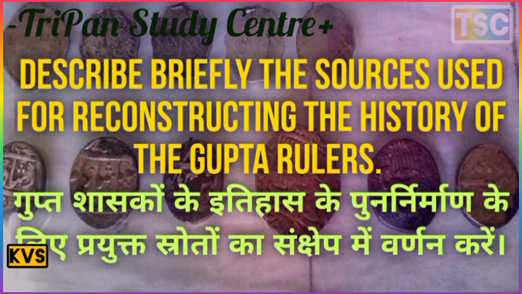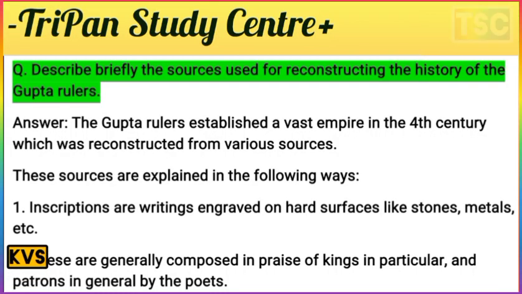The next question: describe the various sources used for reconstructing the history of the Gupta rulers. The Gupta rulers established a vast empire in the 4th century, which is reconstructed from various sources. These sources are explained in the following way.